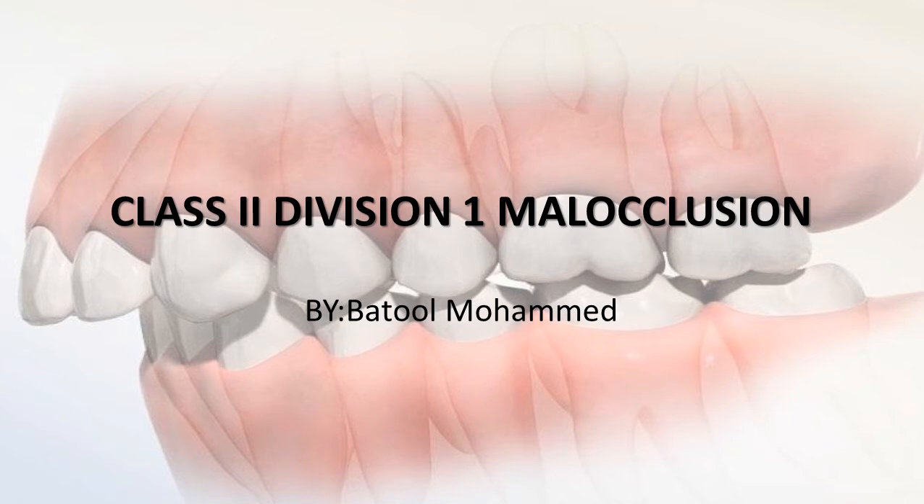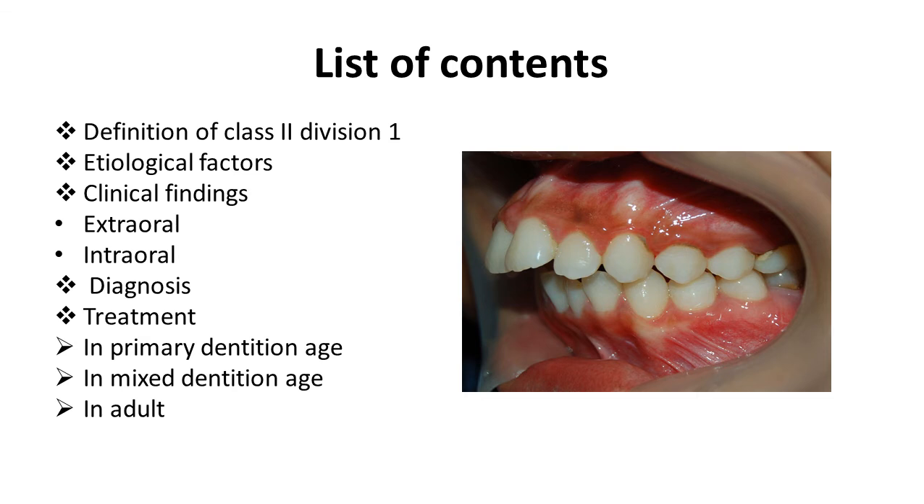Class 2 Division 1 Malocclusion by Batul Muhammad. List of content. In this presentation we will be talking about the definition of Class 2 Division 1, etiological factors, extra and intraoral clinical findings, diagnosis, and treatment in primary dentition age, in mixed dentition age, and finally in adults.